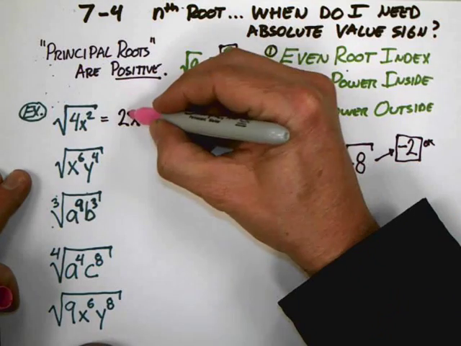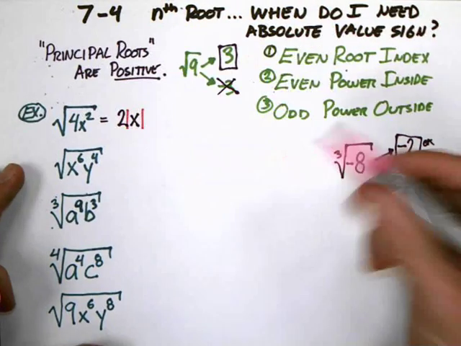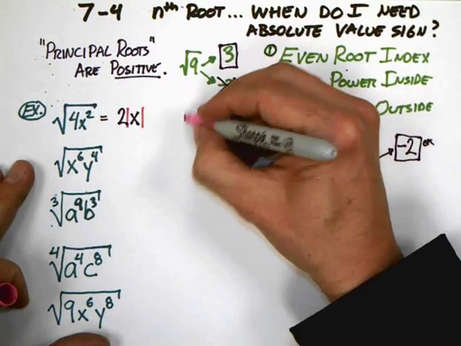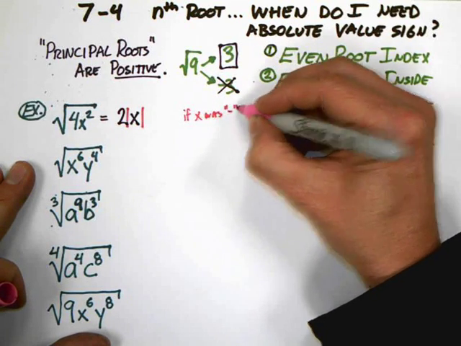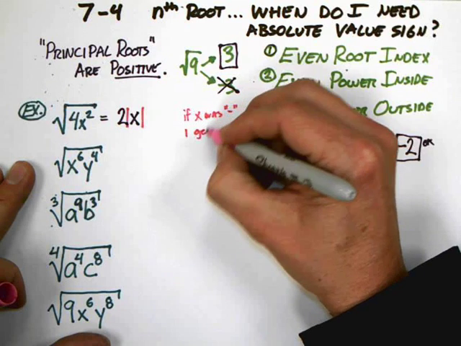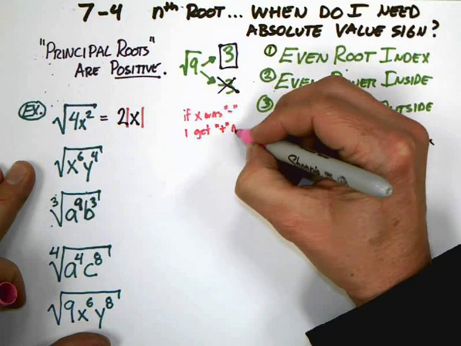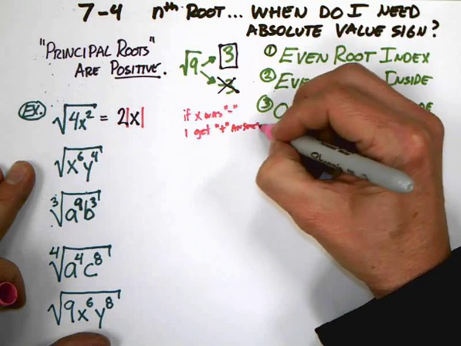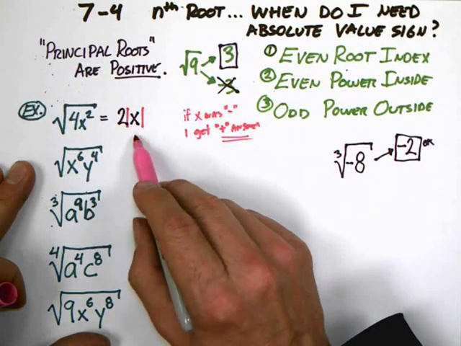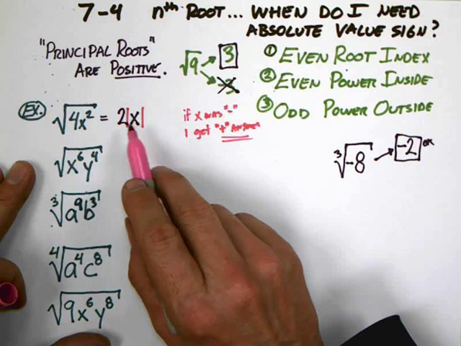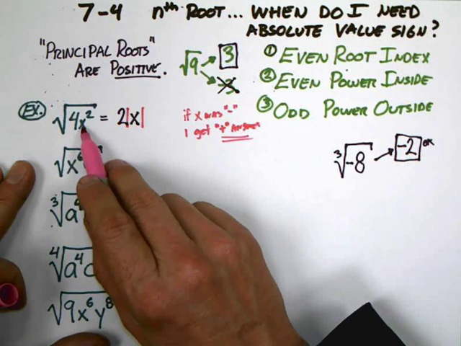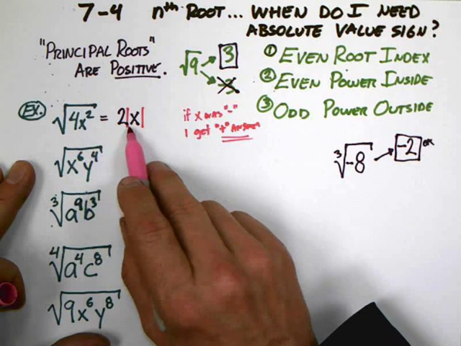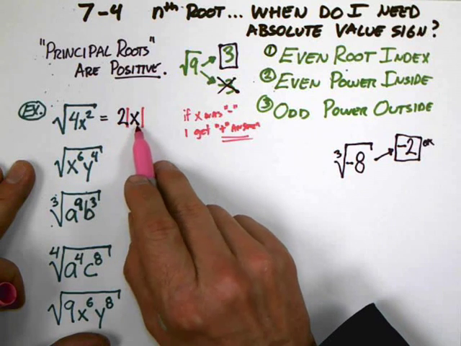So we need these things called an absolute value because it reminds us that if x was negative, I get a positive answer, and that's what I need to have. I need this root to be positive. So I'm going to put an absolute value sign on the x because I'm not sure. x could be negative 3, which means my answer would be 6, not negative 6. But if I put a negative 3 in for x, it becomes negative 6.